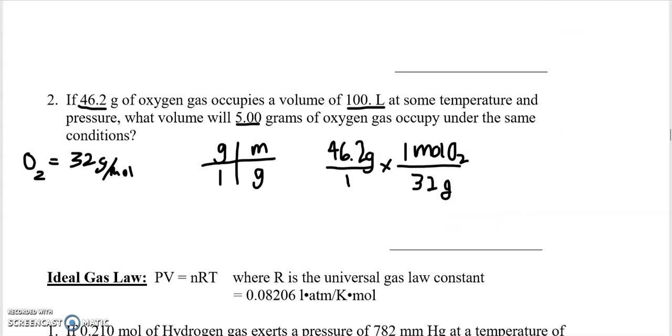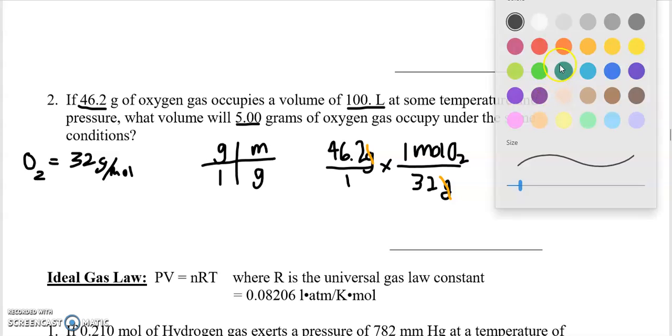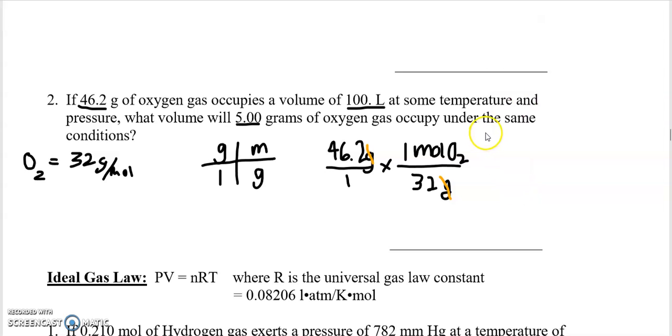Now what's going to happen is that gram unit goes away. It gets canceled out as a result. And now I'm going to be left in moles. And that's going to be our desired answer, what we want to get. So let's take 46.2 divided by 32. And what is our answer? I find that we are at 1.44.